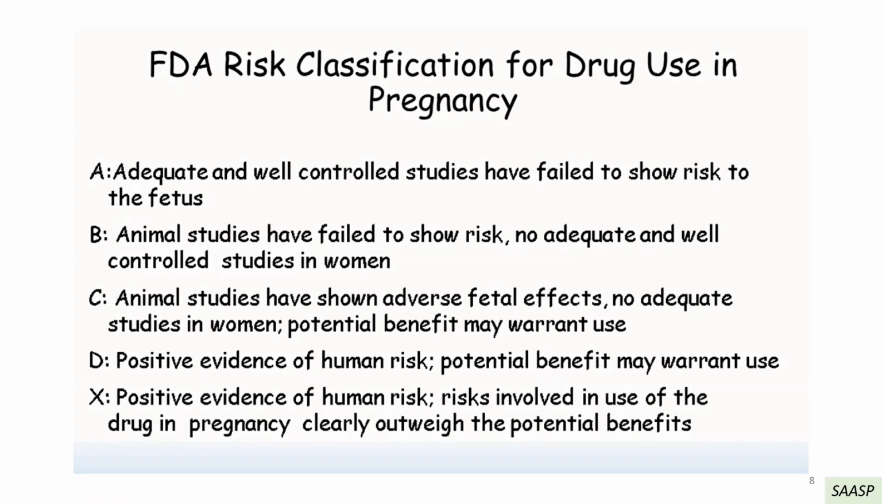That's what we highlighted in the previous slides, that no controlled studies were done in women, especially pregnant women. Animal studies have shown adverse fetal effects, or there are no adequate studies in women, and the potential benefit may warrant use. So you look at its potential benefit, so most of these drugs are used eventually. Now, positive evidence of human risk versus potential benefit may warrant people to use those drugs because of their potential benefits. The other category, positive evidence of human risk, looks at the risk involved in usage of drugs in pregnancy clearly outweighing the potential benefit. So that's another classification done by the FDA.